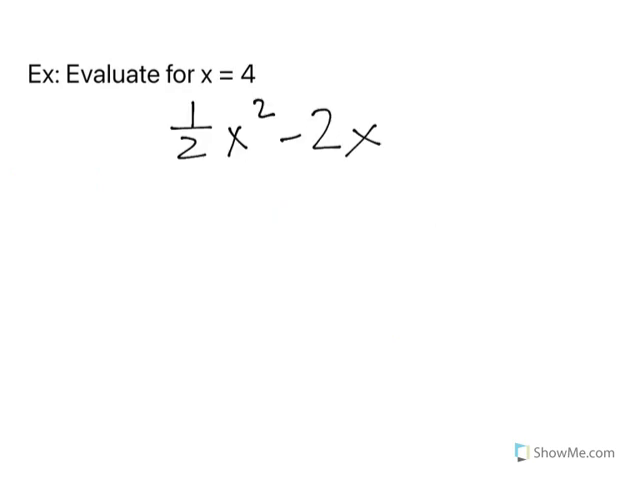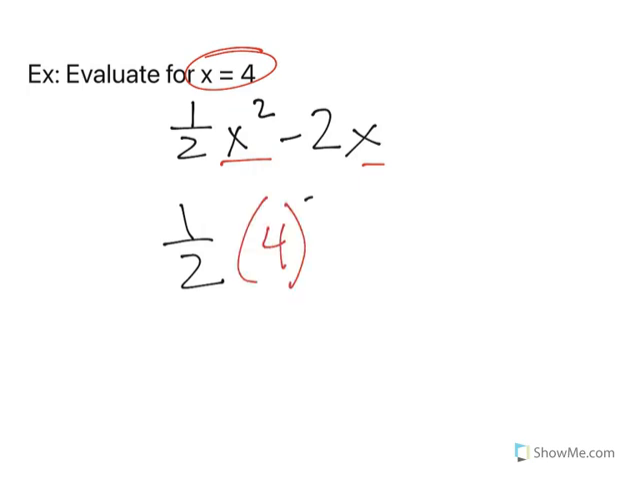Let's do one more. Let's evaluate for x equals 4 when the expression is 1/2 x squared minus 2x. Now we have an x in 2 different spots. So make sure you plug in your 4 to both places. So I'm going to have 1/2, but instead of x, I'm plugging in my 4. It's squared. Minus 2, but instead of x, I have times 4.